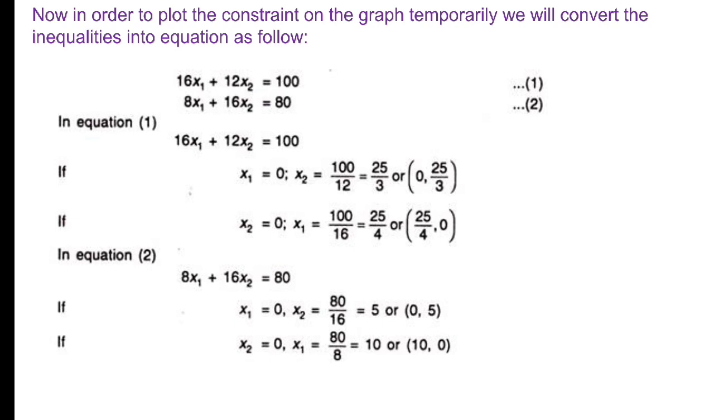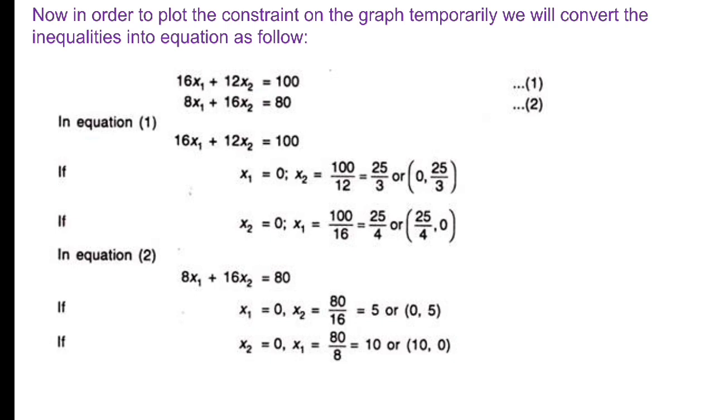The first constraint will be taken with x1 equal to 0. So considering x1 equal to 0, 12x2 equal to 100 will come. Therefore, x2 equal to 100 divided by 12, that is equal to 25 by 3. We can write the first point as 0, 25 by 3. Second one, put x2 equal to 0, then 16x1 equal to 100 will come, therefore x1 equal to 100 divided by 16, therefore 25 by 4. So 25 by 4 comma 0 is the second point.